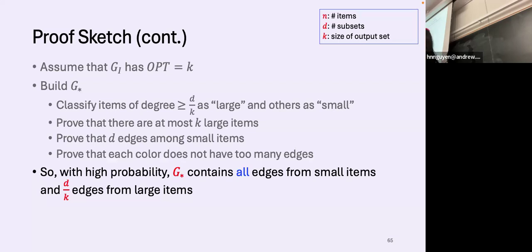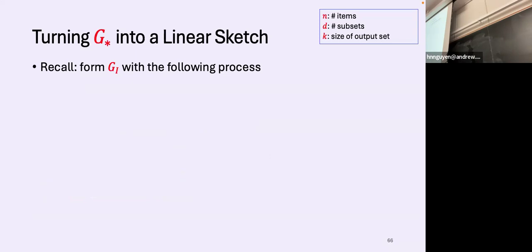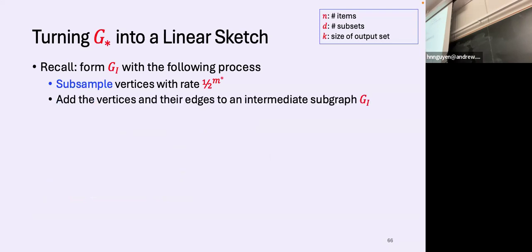All right, if not, now I'm going to talk about how we can turn this into a linear sketch. This part should hopefully not be super long because we're almost going to directly translate what we just did with some sketching techniques. Recall that we wanted to form our intermediate sketch from the following process: we subsampled with M star, and we assume that we know M star such that the opt is K.